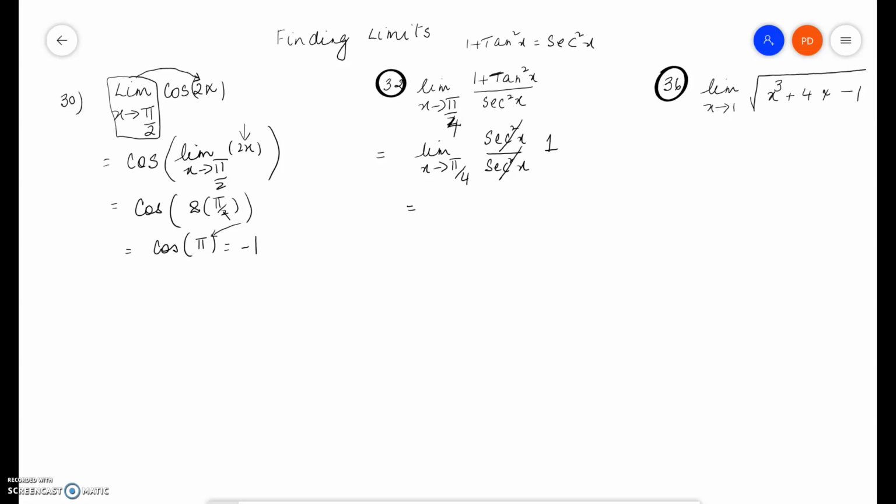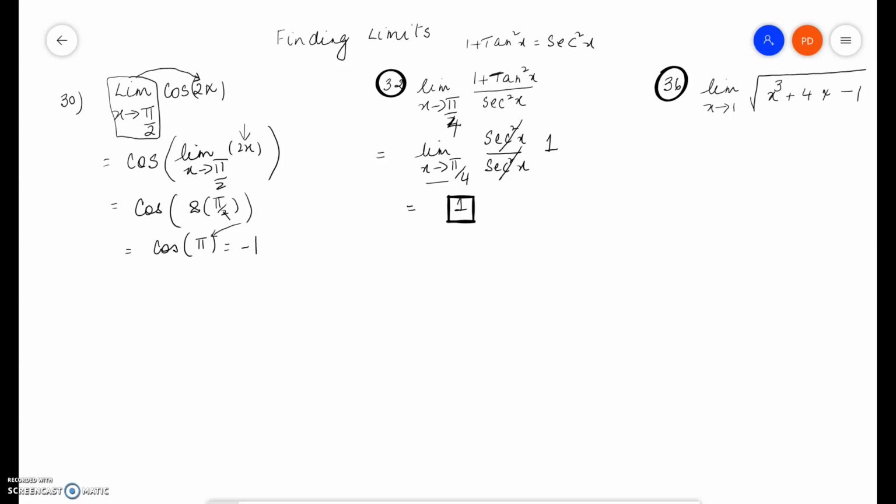Limit of 1. 1 is a constant. No matter what happens to x, the answer is always going to be 1. And even if you substituted pi over 4 into this equation and used your calculator, you would still get 1.